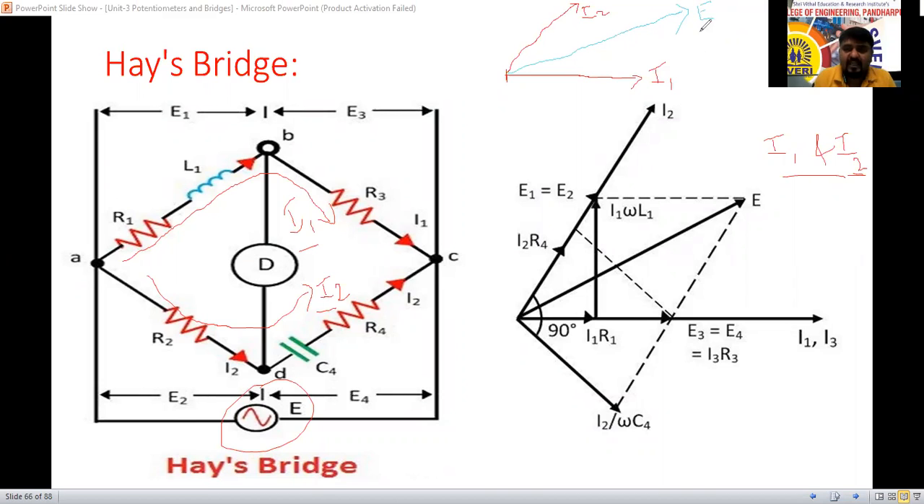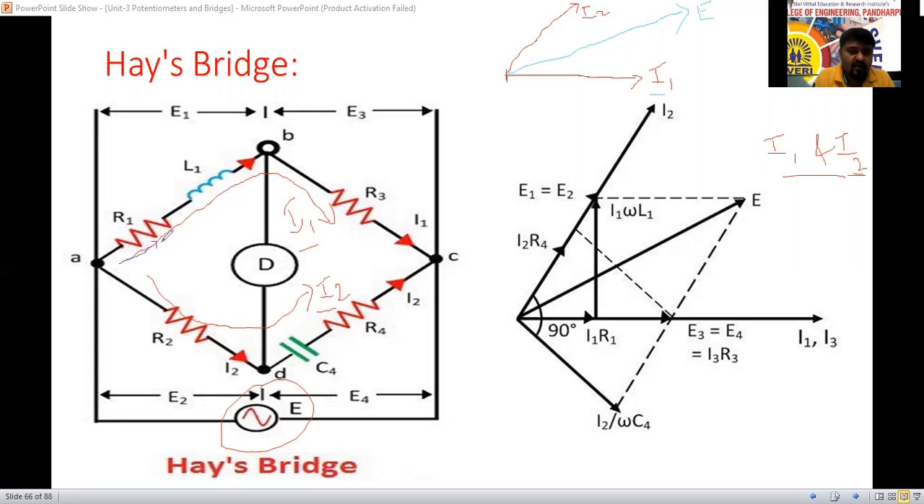So I1 lags the voltage E because it is an inductive current. I2 leads the voltage because it is a capacitive current. Okay. Two currents and the main supply we have drawn here. Now our aim, what we have to do, I will start here now. One by one, the voltage drop across each path, each element, we will discuss. So the I1 current will flow here.